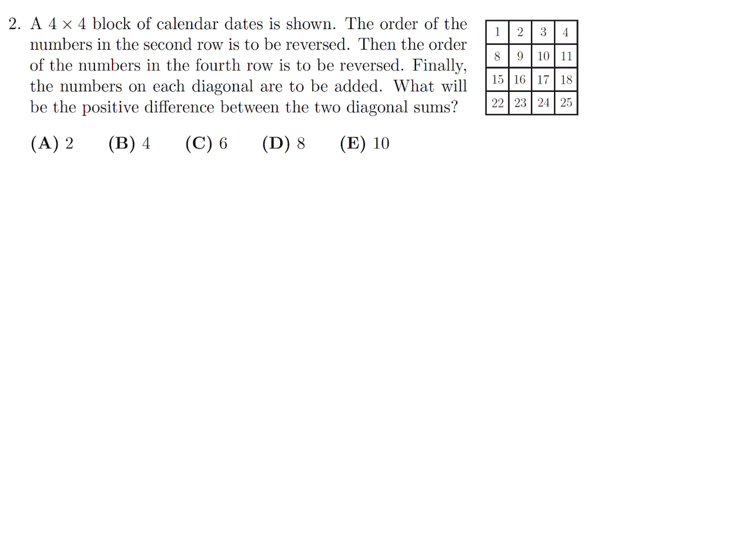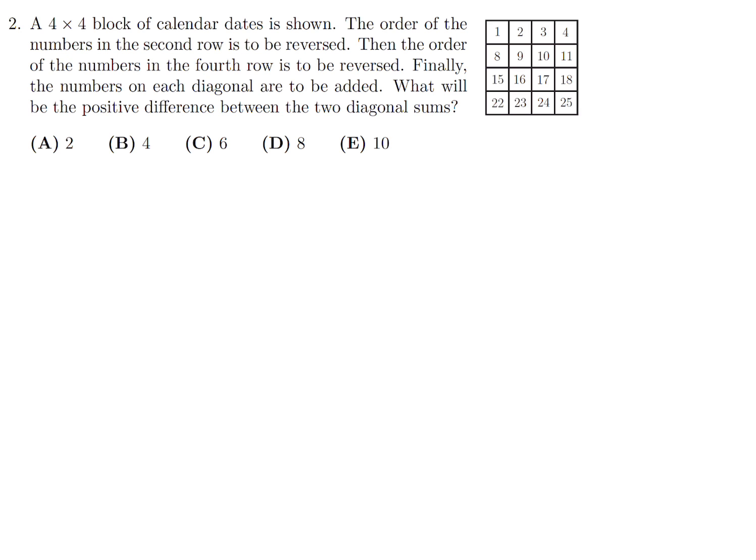A 4x4 block of calendar dates is shown. The order of the numbers in the second row is to be reversed, then the order of the numbers in the fourth row is to be reversed. Finally, the numbers on each diagonal are to be added. What will be the positive difference between the two diagonal sums?